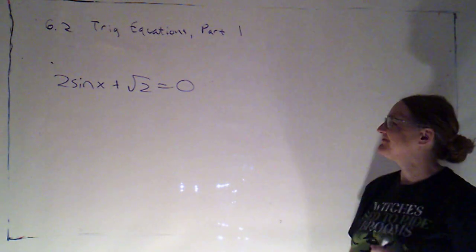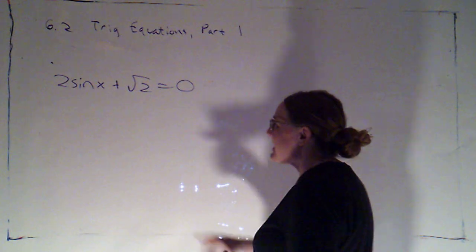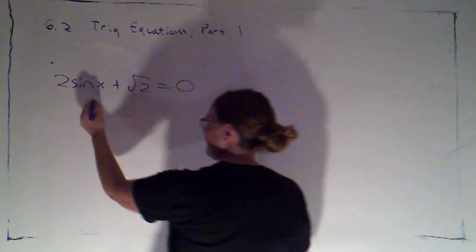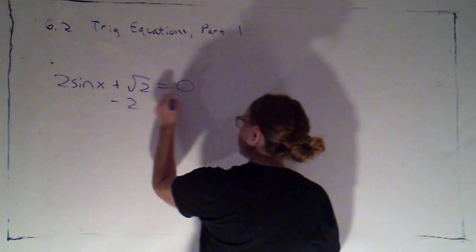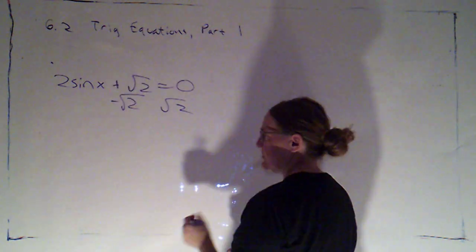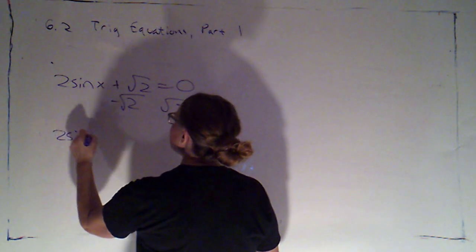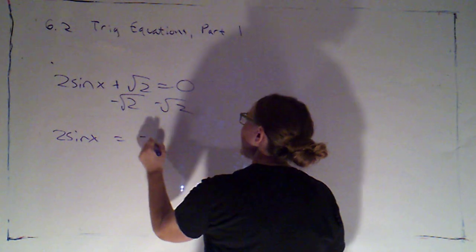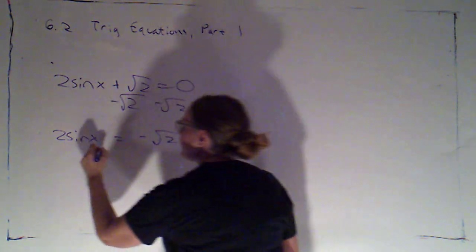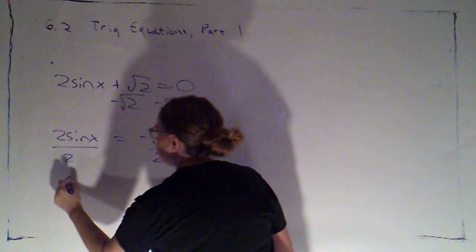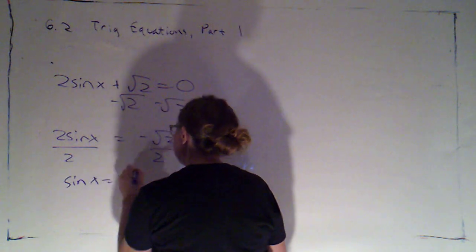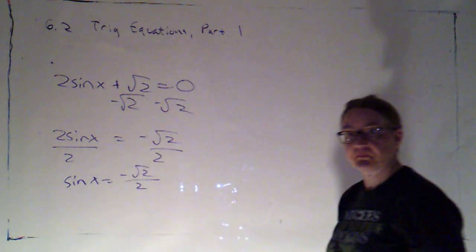Welcome back. So, first thing I'm going to do is isolate my trig function. So I'm going to subtract root 2 from both sides. So I've got 2 sine x is going to equal negative root 2. Then I can divide both sides by 2. And so sine x is negative root 2 over 2.